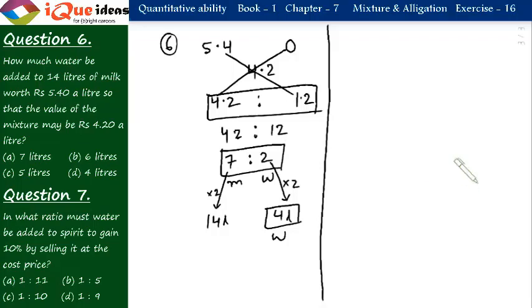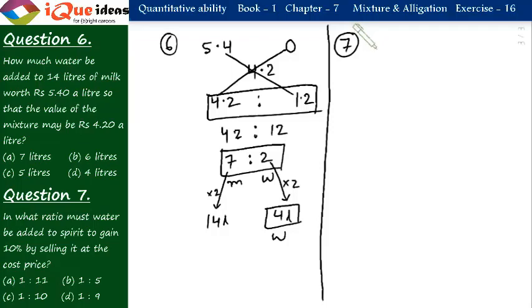Let's take question number 7. In what ratio must water be added to spirit to gain 10% by selling it at the cost price? Now, question number 7 says, in what ratio must water be added to spirit to gain 10% by selling it at the cost price.